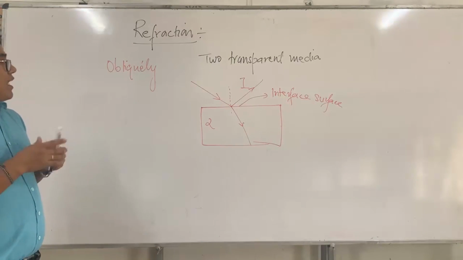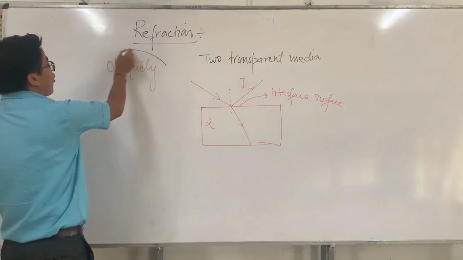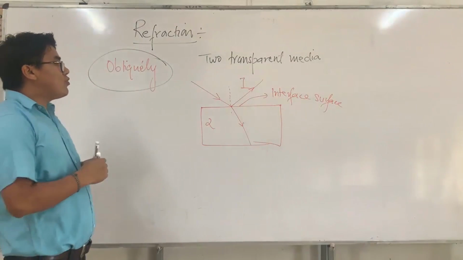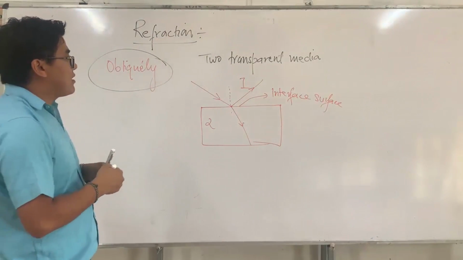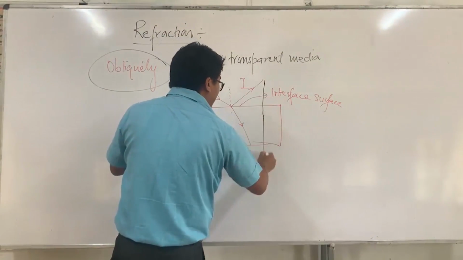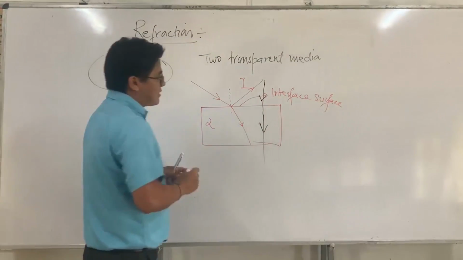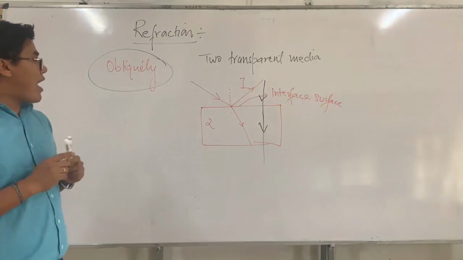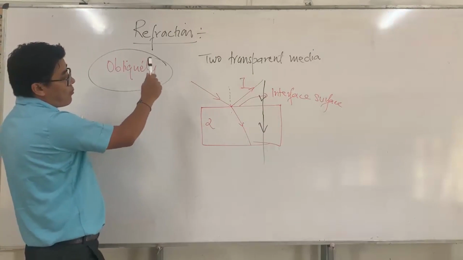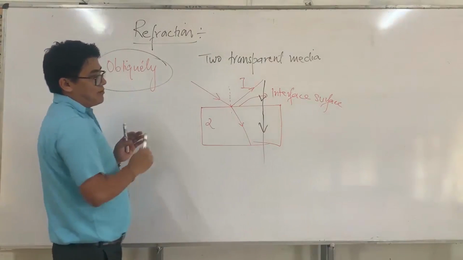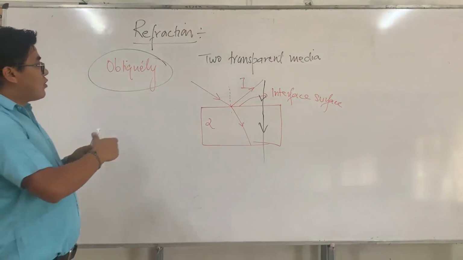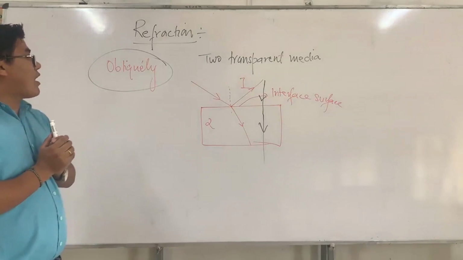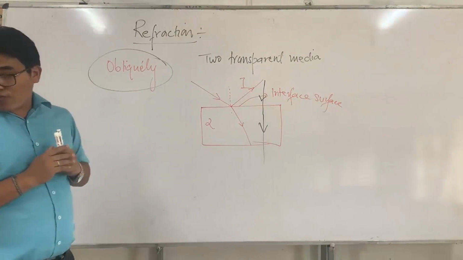And now let me tell you why we have to say obliquely. If a light travels normal to the mediums, no refraction will take place. You have learned this in lower class. The light undergoes refraction only when light travels obliquely from one medium to another medium. So there is a bending of light taking place, and this phenomenon is what we call refraction of light.